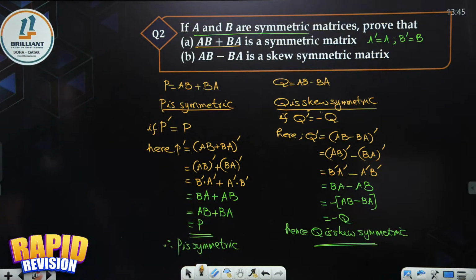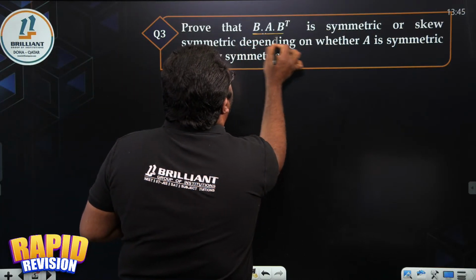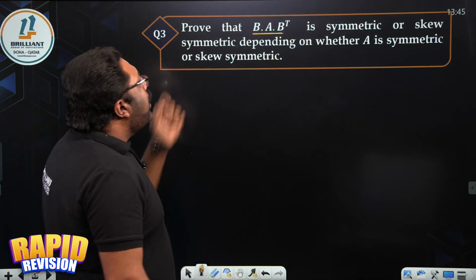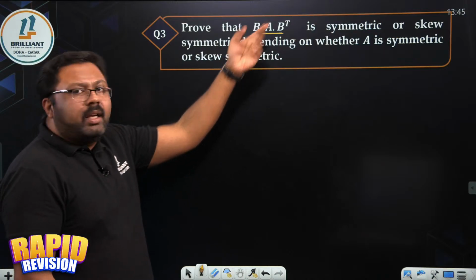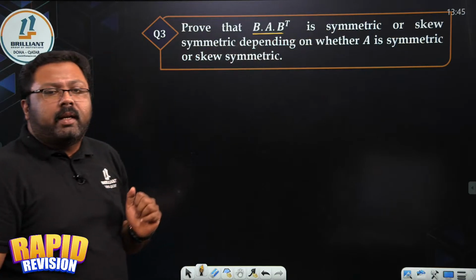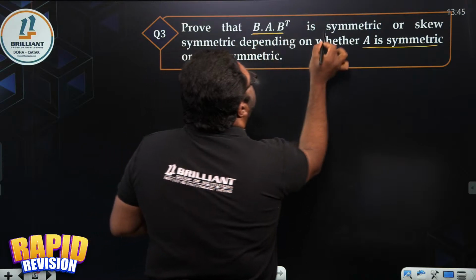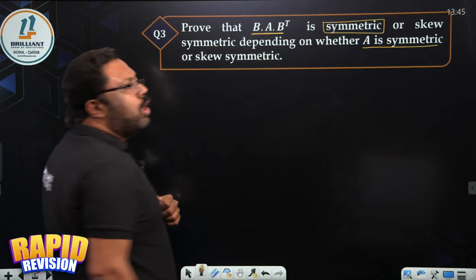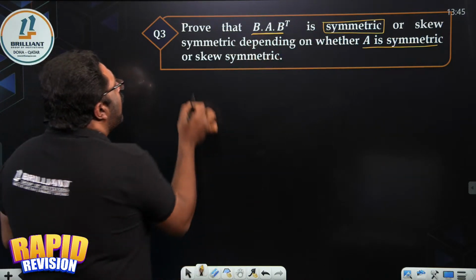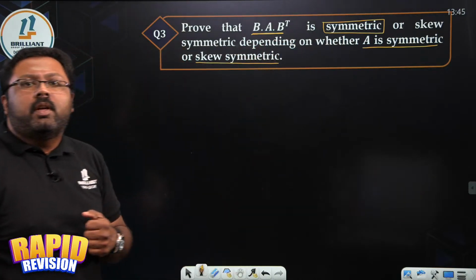Okay, moving forward, students. The next question, please. Prove that B A B transpose is symmetric or skew symmetric. It can be symmetric or skew symmetric depending on whether A is symmetric or skew symmetric. It means that if A is symmetric, this matrix is also symmetric. Got it? If A is symmetric, BAB transpose is also symmetric. Or if A is skew symmetric, then BAB transpose is also skew symmetric.